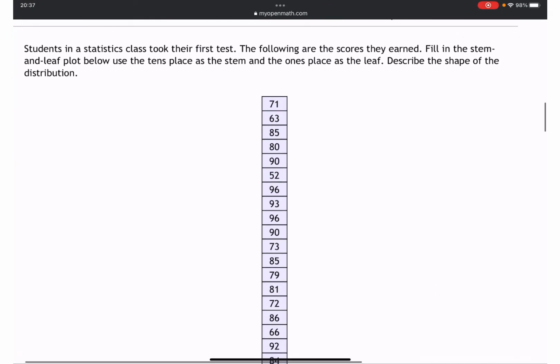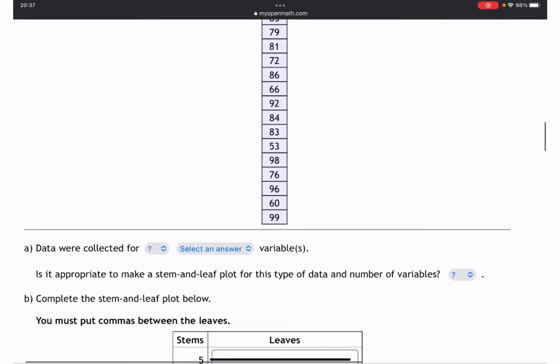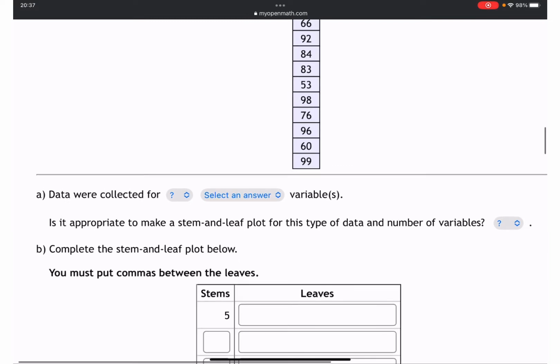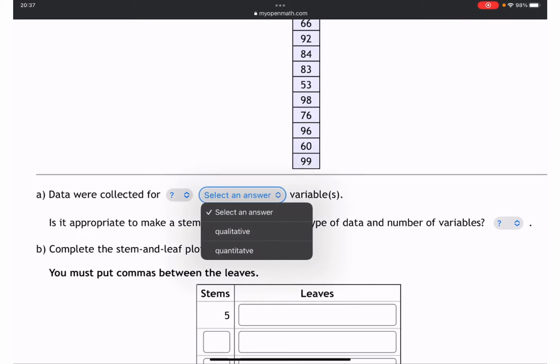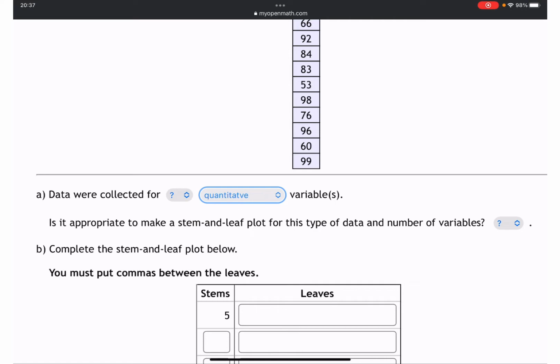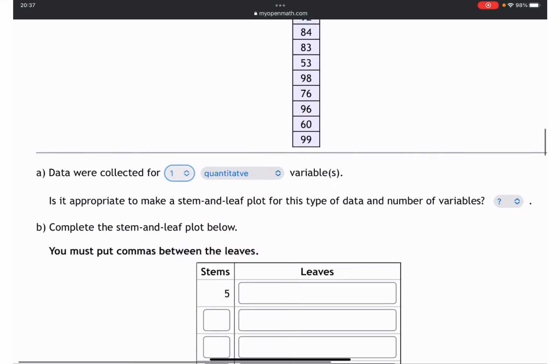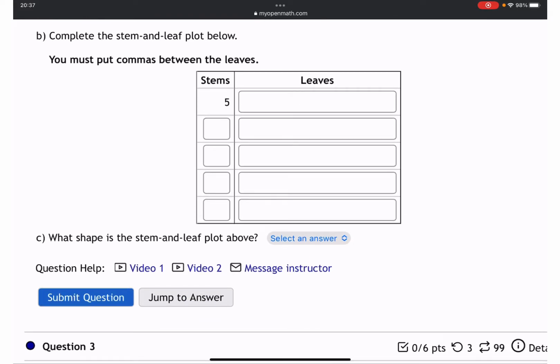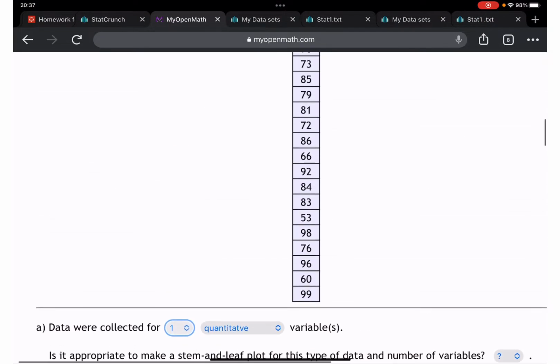Moving to second question, let me see. It's the same thing, practically. Data were collected and variables are quantitative. Again, collected for one item. And you have to put stem and leaf. And it's going to be the same thing, guys. So, let me see.